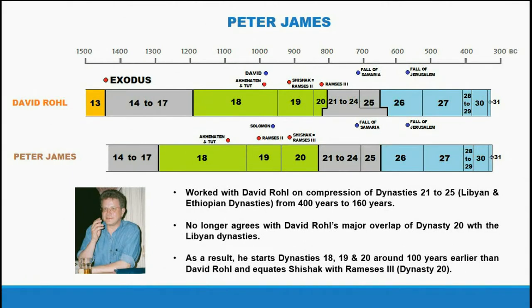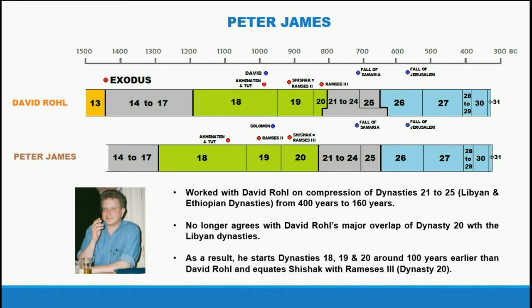Peter James worked with David Rohl on a compression of dynasties 21 to 25 from 400 years down to 160 years. Now you can see above them on this chart here, the major difference between their chronologies is that David Rohl has a much more compressed Dynasty 20, which he overlaps considerably with the Libyan dynasties. Peter James no longer agrees with David Rohl's major overlap of Dynasty 20 with the Libyan dynasties.